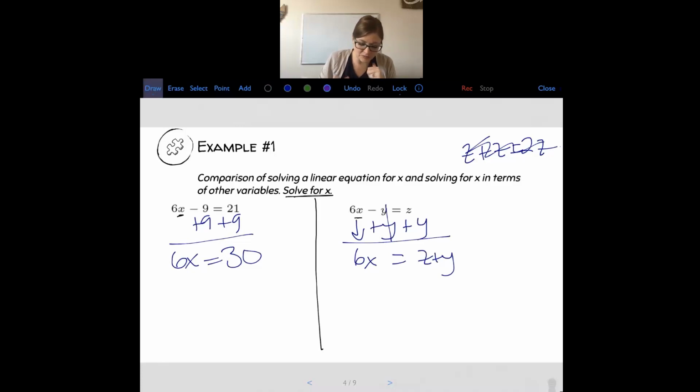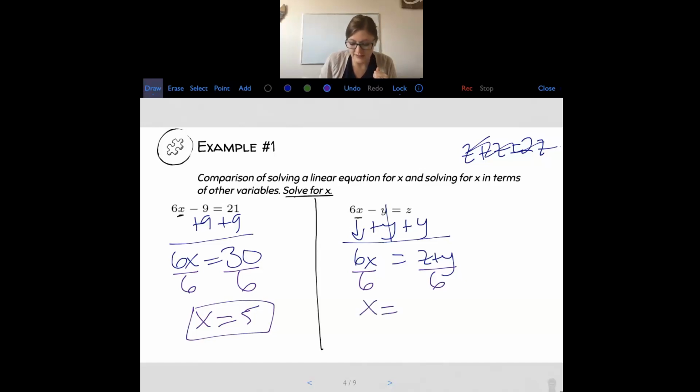Moving on, on the left-hand side, we have 6 times x equals 30, so 6 times some number equals 30. To isolate x, we divide both sides by 6 and get x is equal to 5. On the right-hand side, same idea, we need to isolate x. That 6 is being multiplied by x, so we need to divide both sides by 6. So we have x is equal to z plus y, all over 6. So we've solved for our variable x, and it is in terms of other variables. The other variables are on the other side of the equal sign.